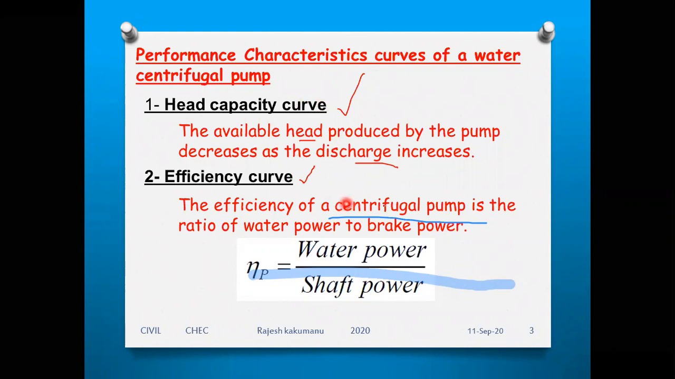The efficiency of a centrifugal pump is the ratio of water power to the brake power. The efficiency curve of a centrifugal pump is defined as the ratio of water power to the brake power. Therefore, efficiency is equal to water power over brake power, or shaft power. For the centrifugal pump, at the center you have a shaft which is connected to the motor for rotation. That is the shaft power. So the efficiency curve and the head capacity curve are two performance characteristic curves.